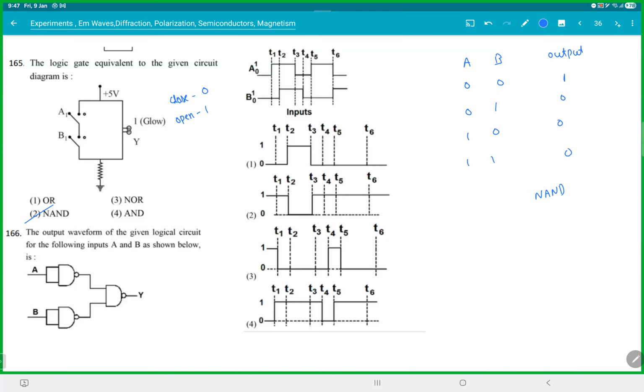What about this 166? First, let's get the output of this. If you're sending A and A, that becomes A bar. B and B, that becomes B bar. And now you're sending to this. So A bar dot B bar, whole bar. That would be A bar bar plus B bar bar, which is A plus B. This is an OR gate. Now, if you look at the inputs here, 0, 1, 1, 0, 0, 0, 1, 1. So first one should be 0. This guy is gone, this guy is gone. Second thing must be 1, so D is gone. So fourth option. Clear with this?